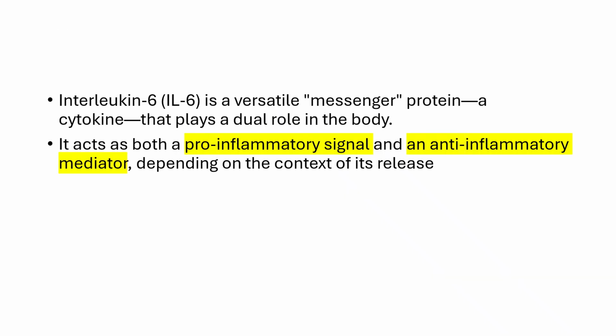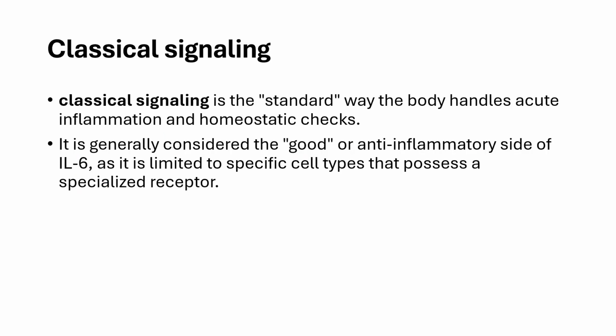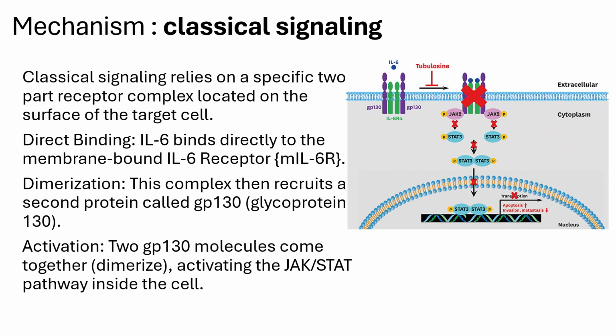Like I said, it's a double-edged cytokine, meaning it has a pro-inflammatory signal and an anti-inflammatory signal, and it all depends on the context. Its anti-inflammatory property is mainly through its classical signaling, which we'll be seeing in subsequent slides. The mechanism of classical signaling depends on a two-part receptor complex, and the receptor is a membrane-bound interleukin 6 receptor.